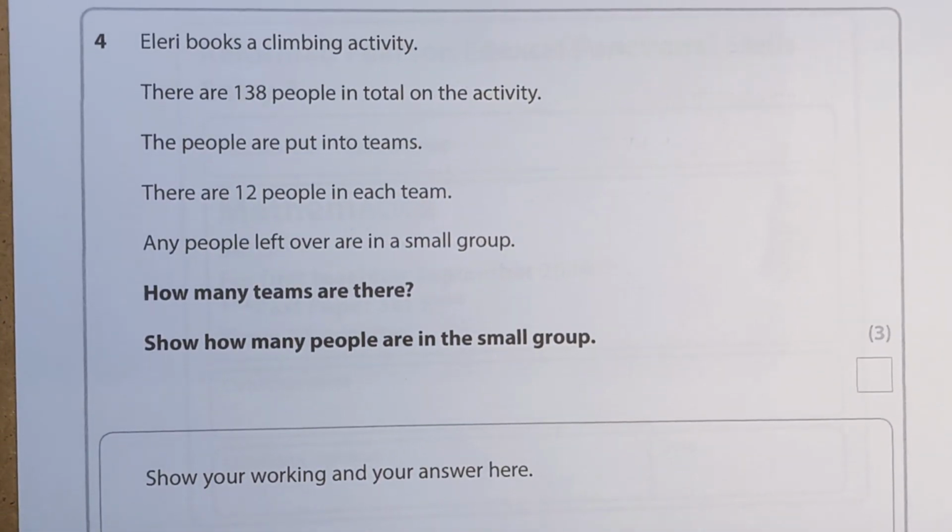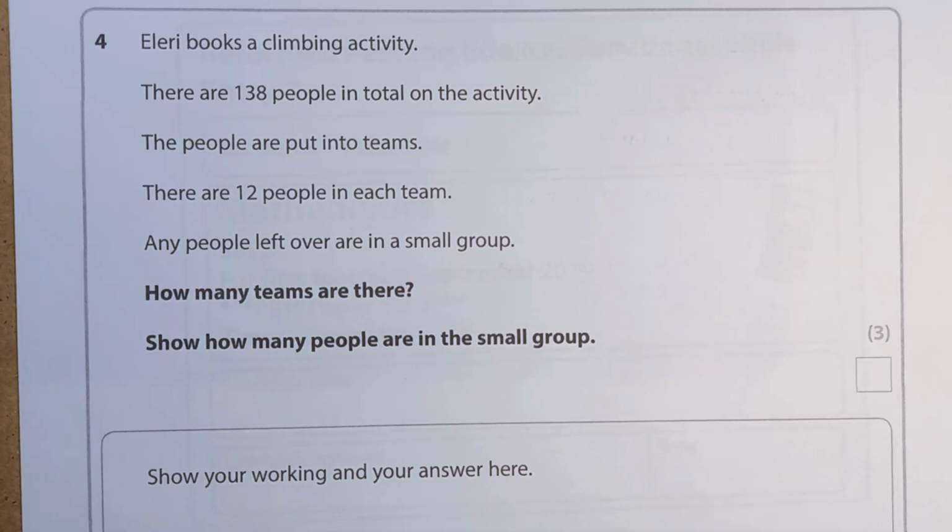Question 4. Ellery books a climbing activity. There are 138 people in total on the activity. The people are put into teams. There are 12 people in each team. Any people left over are in a small group. How many teams are there? Show how many people are in the small group. Show your working and your answer here.